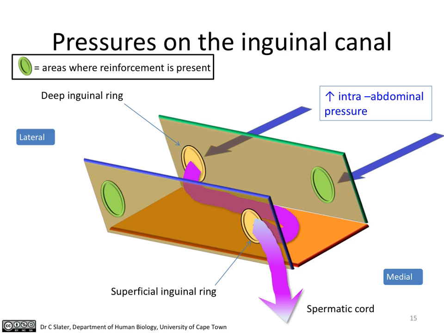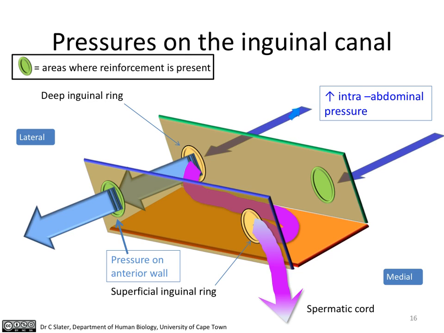However, the pressure on the posterior wall of the inguinal canal is not limited to over where the deep inguinal ring is, but is applied to the whole length of the posterior wall of the canal. These arrows then represent pressure on the more medial side of the wall, and this one pressure on the lateral side of the wall. Now let's spend a little bit of time looking at what happens when pressure is increased here laterally over where the deep inguinal ring is.